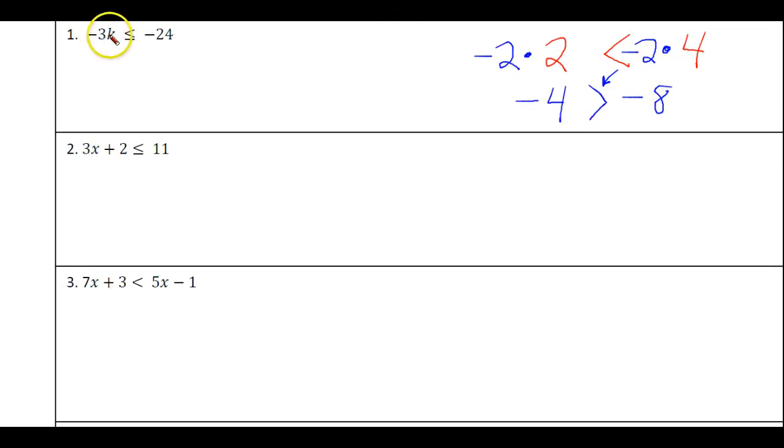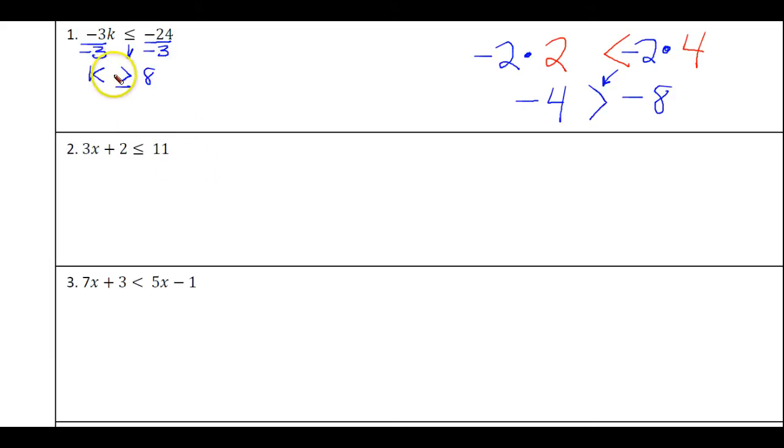To solve for a positive k, we're going to have to divide this side by a negative 3, and this side by a negative 3. But remember, since we are dividing by a negative, to keep this inequality true, we have to reverse the direction of our inequality sign. So this now becomes a positive k, and this becomes a positive 8. And that is the solution of this first one.